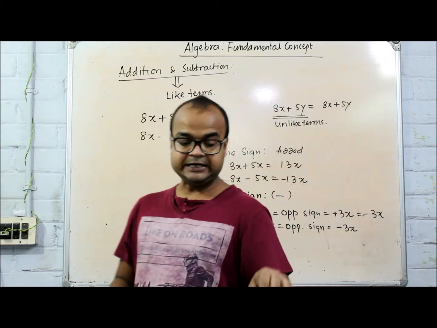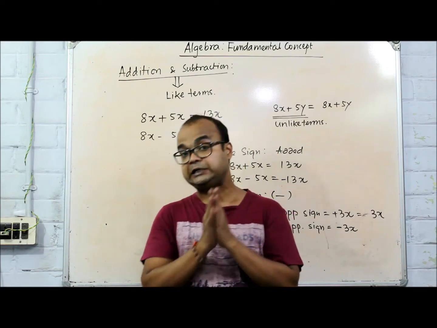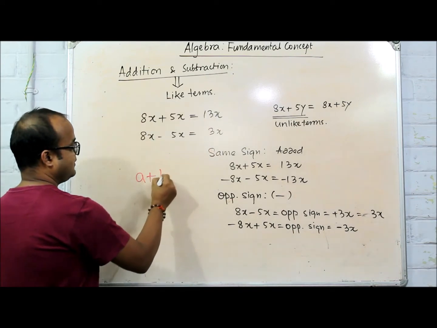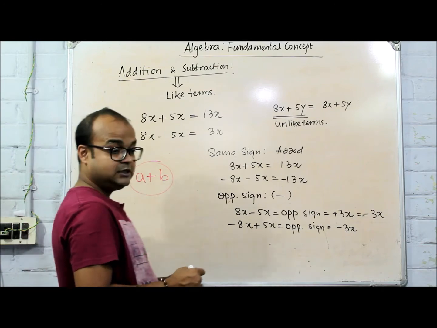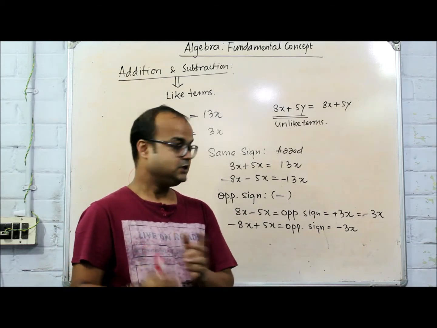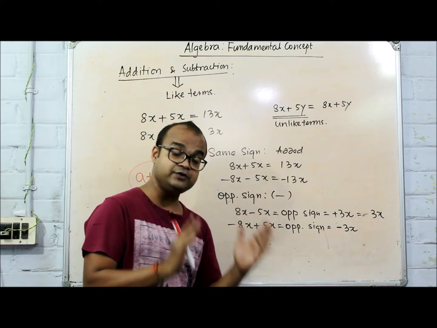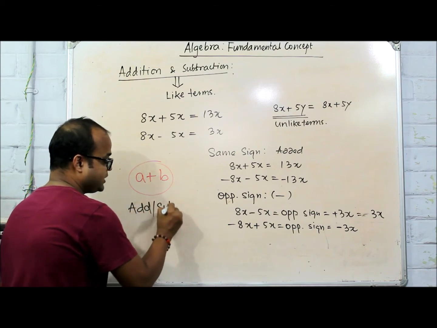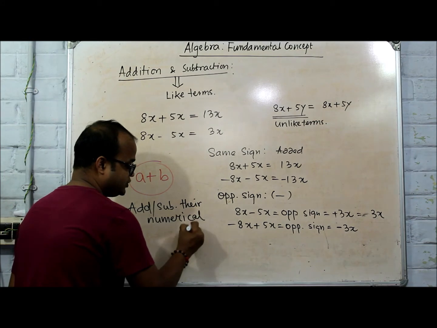So, till now what we have discussed? Addition and subtraction is possible only in case of like terms. Will not add, will not subtract if they are unlike terms. Like a plus b. If you add, this remains as a plus b. Clear? Second thing, if you are adding the same term, we need to check their sign. If both are positive, result will be positive, and we need to simply add their numerical coefficient. Add or subtract their numerical coefficient.